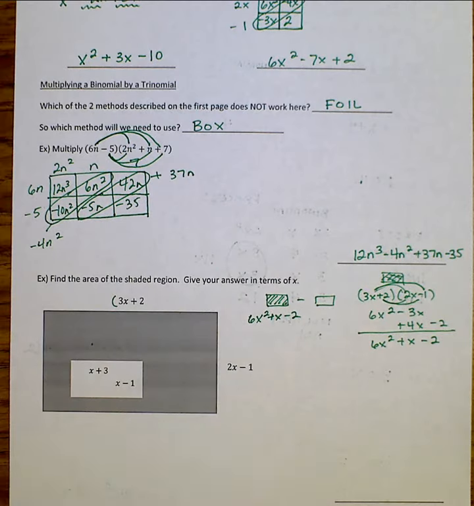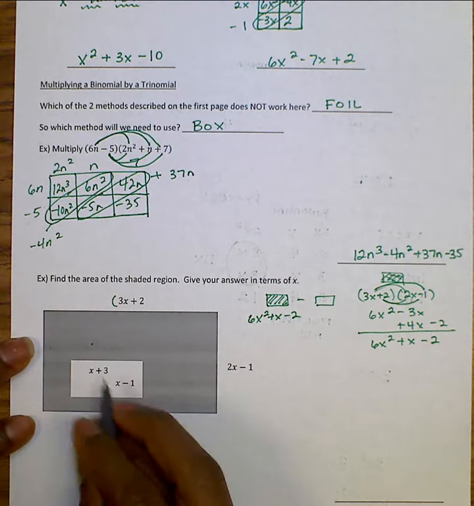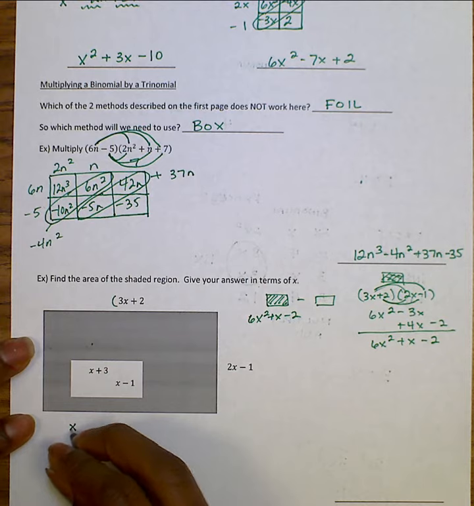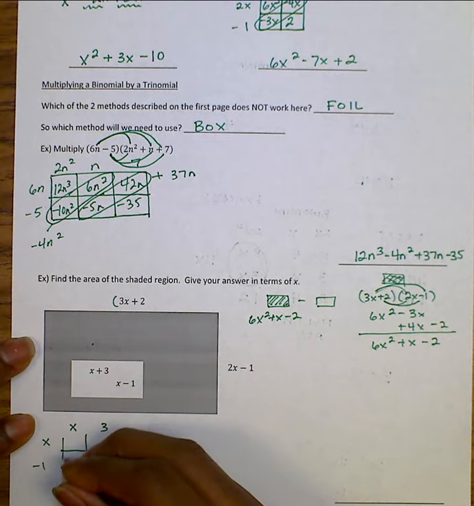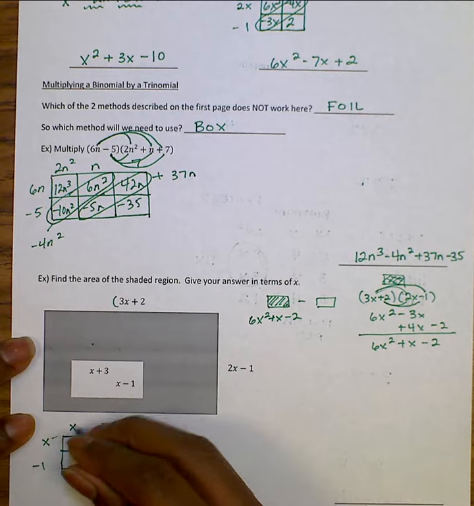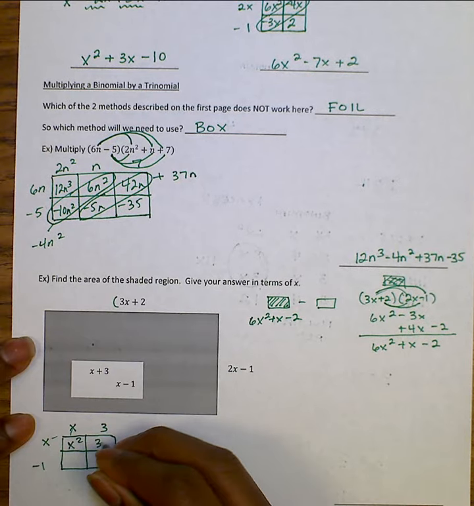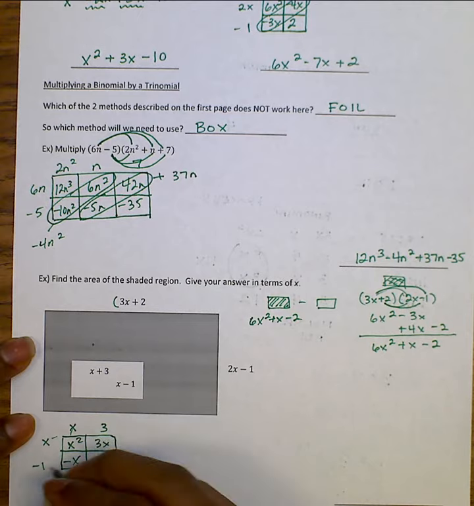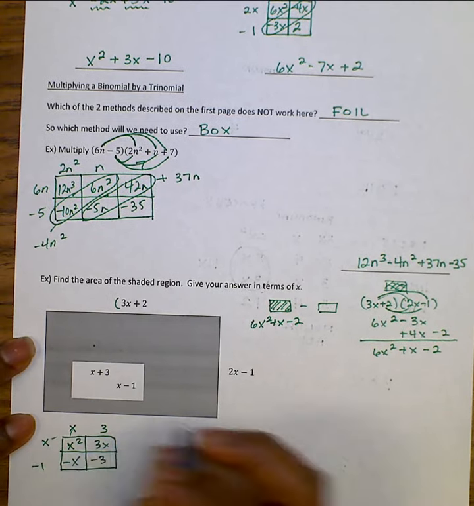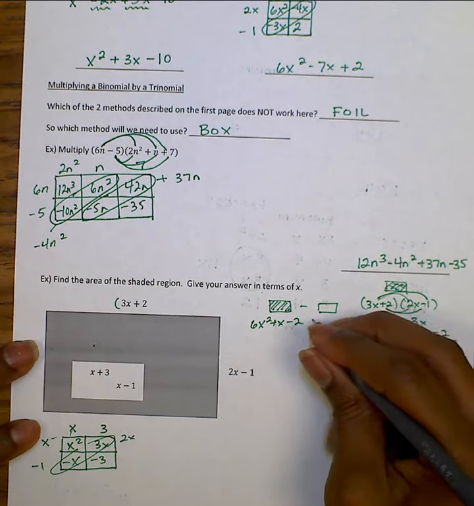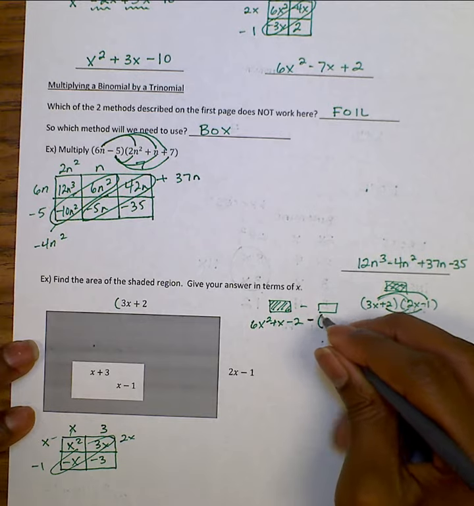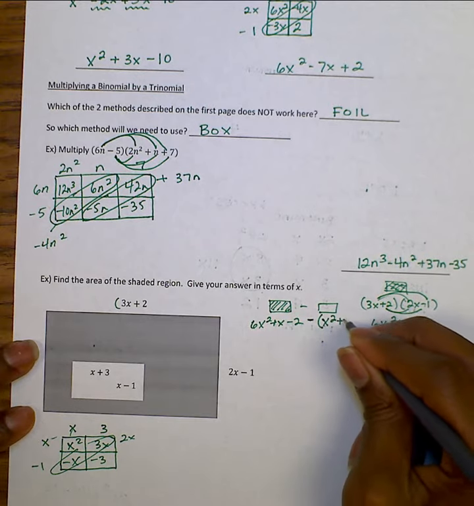All right, for my shaded one. Now I need to find the area of the unshaded box. So I have x plus 3, that's one side, and x minus 1 as my other side of the box. x times x is x squared, 3 times x is 3x, x times negative 1 is negative 1x, and 3 times negative 1 is negative 3. Adding my like terms together, I have 2x. So, subtracting x squared plus 2x minus 3.